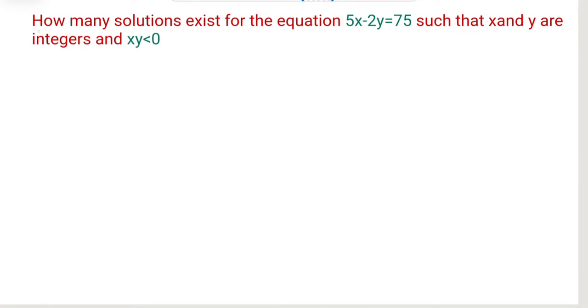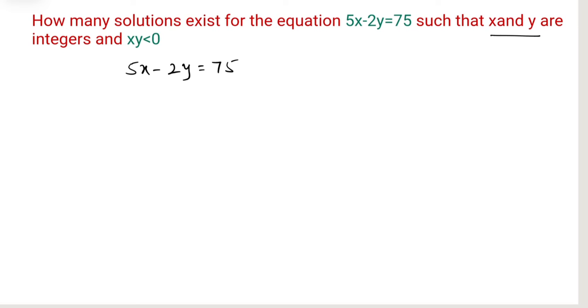So in the question, how many solutions exist for the equation? Now we have the equation 5x minus 2y is equal to 75. It is a linear equation in two variables. Generally it has infinitely many solutions, but we have a condition that x and y are integers and the product of these two will be less than 0. As we have this condition, we have a limited number of solutions.